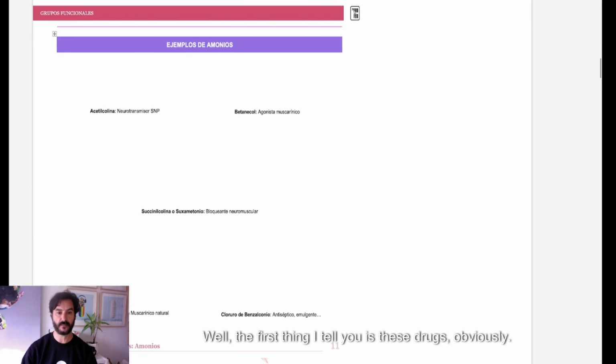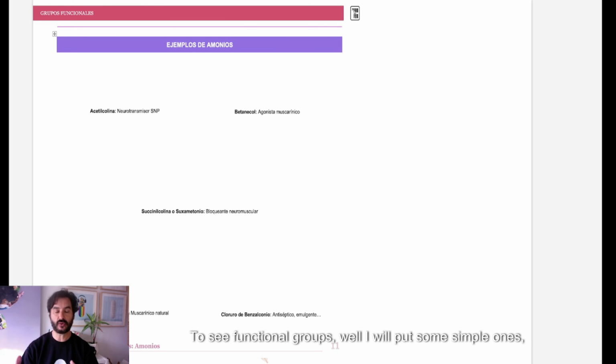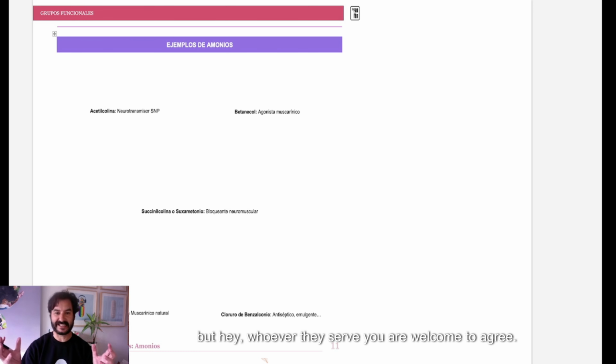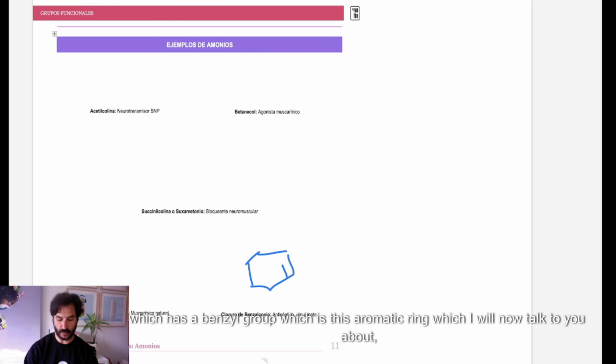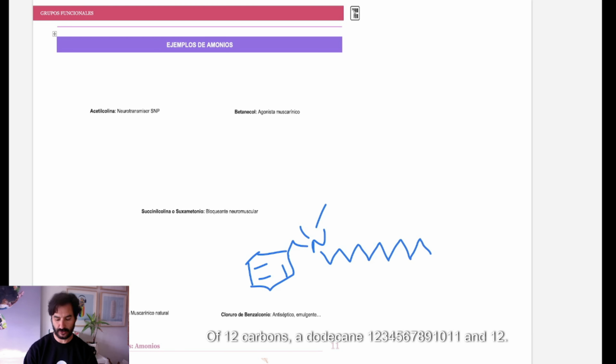The first thing I tell you is that, to see functional groups, I will put some simpler drugs. We will do exercises. I will give you examples, but obviously there will be some compounds that may be a little more difficult, at university level, but whoever they serve, you are welcome. First, I give you a simpler one, which is benzalkonium chloride, an ammonium, which has a benzyl group, this aromatic ring, which I will talk to you about now, 2 methyls, and a large alkyl chain of 12 carbons, a dodecane.